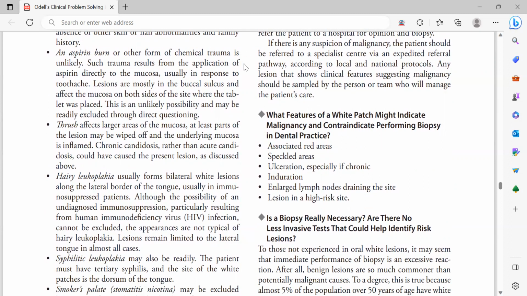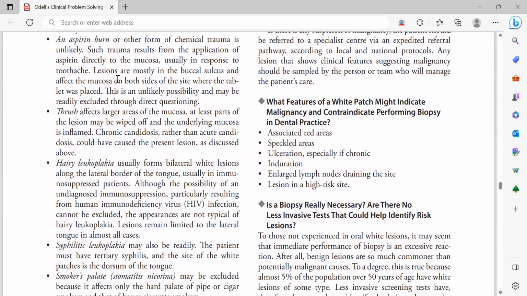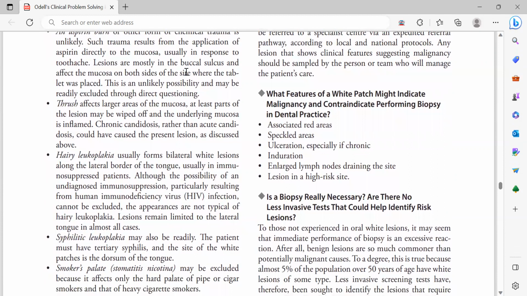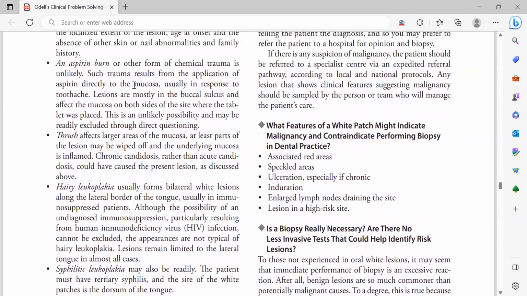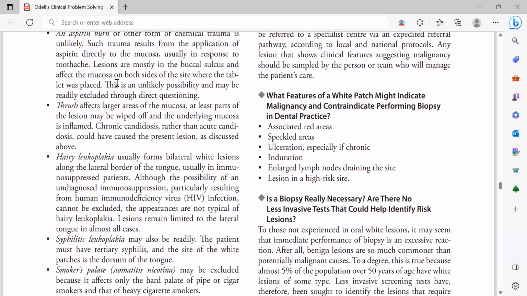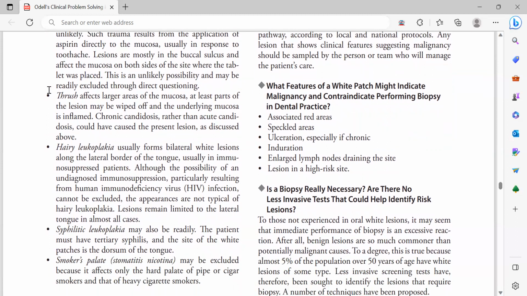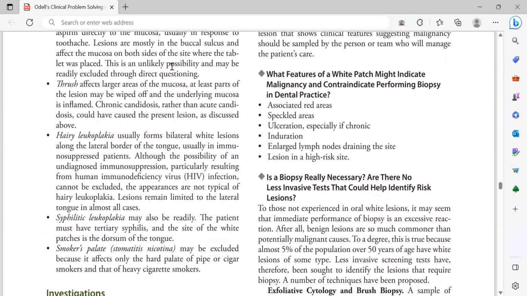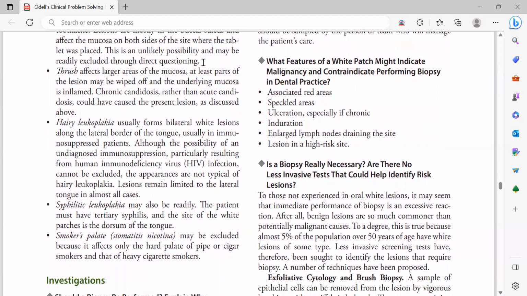Then aspirin burn or other forms of chemical trauma are unlikely. Such trauma results from the application of aspirin directly to the mucosa, usually in response to toothache. For example, if the patient has toothache and has put aspirin in that area, the lesion would more commonly be seen in the buccal sulcus as compared to the tongue, and would affect the mucosa on both sides of the site where the tablets were placed. This is an unlikely possibility and may be readily excluded through direct questioning.